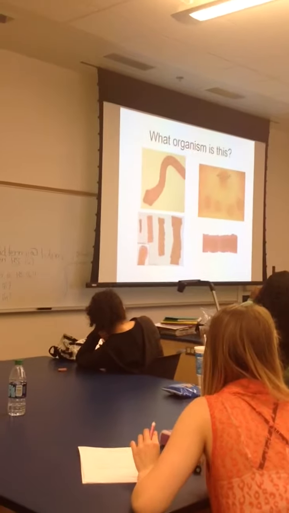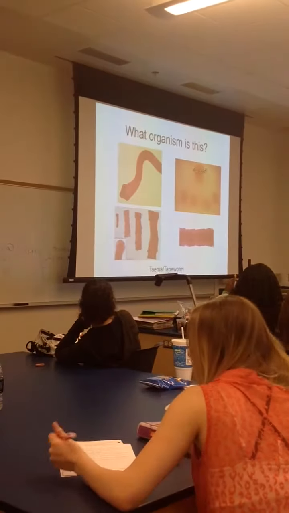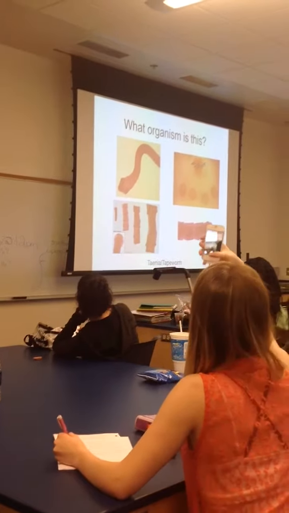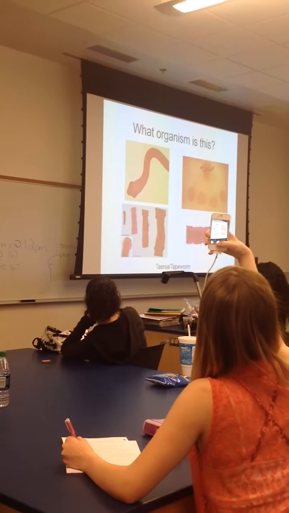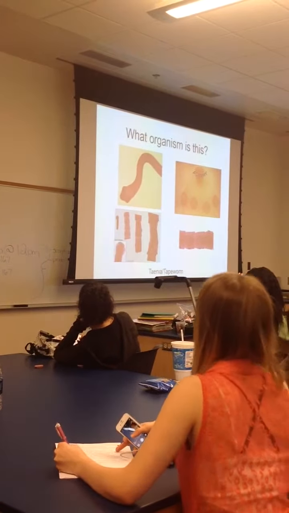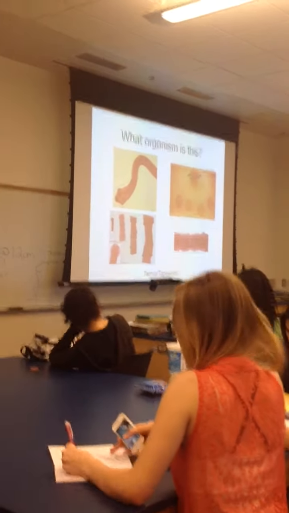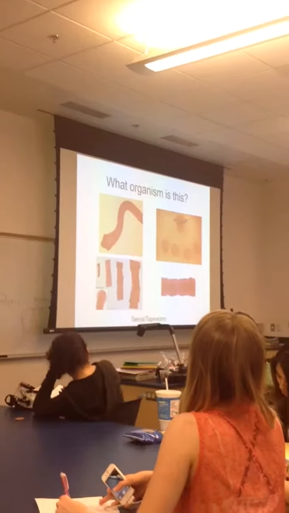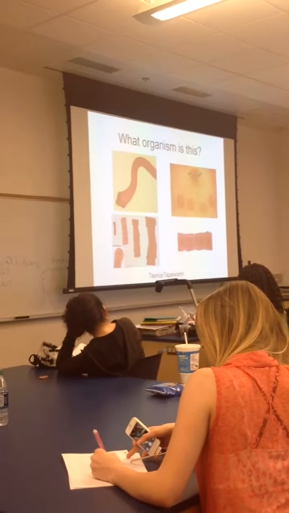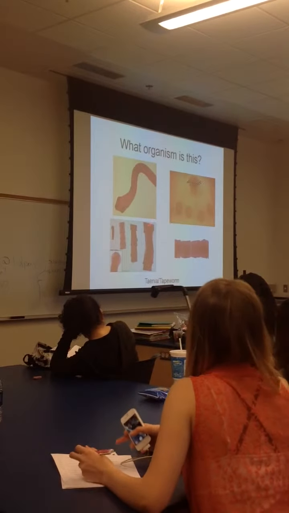What is this? This is your tapeworm. Taenia is the name of it. How did you know? It's segmented, very good. How else? The shape of the head. What do we call the head? Starts with an S. The scolex. Okay? This is the scolex.